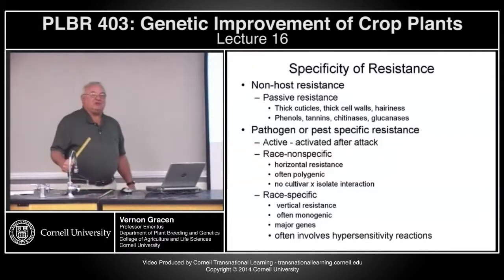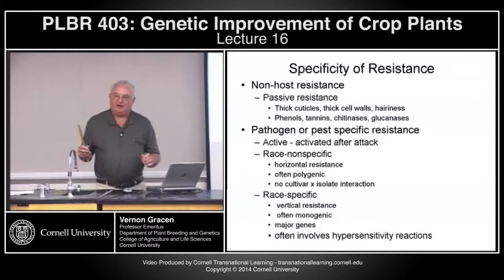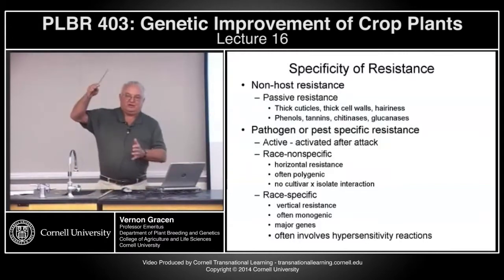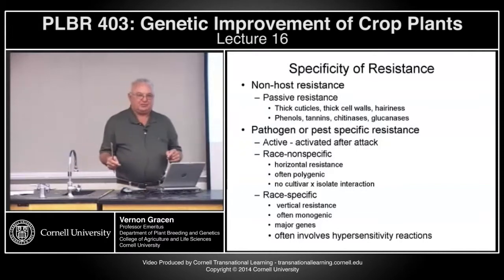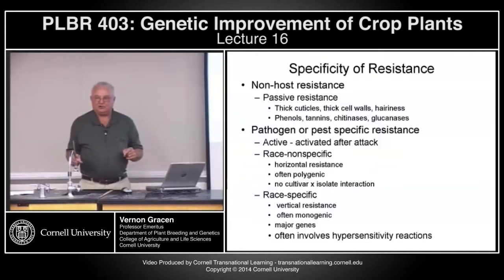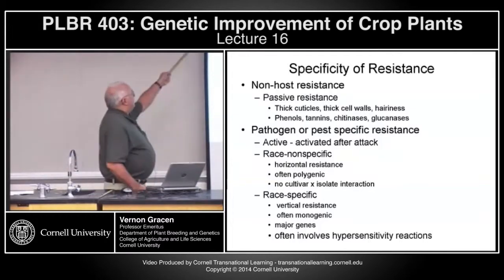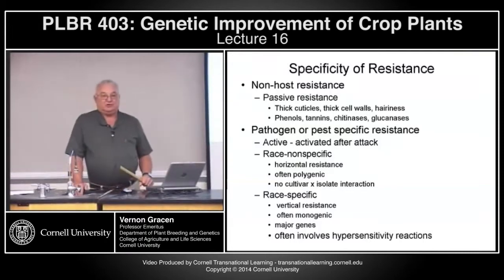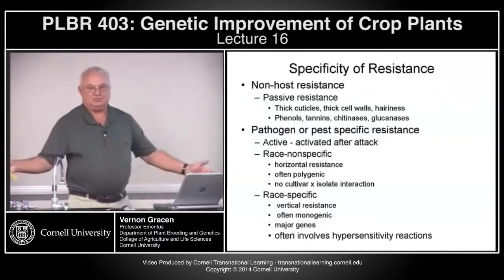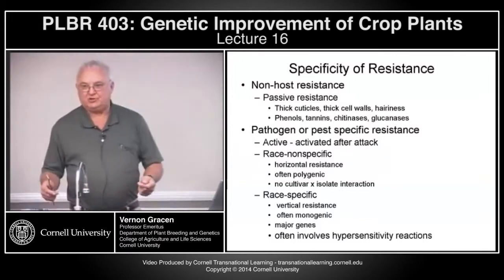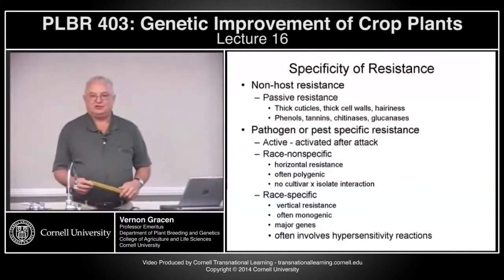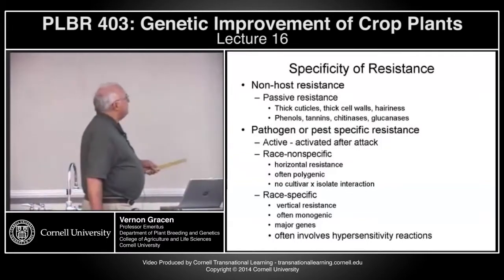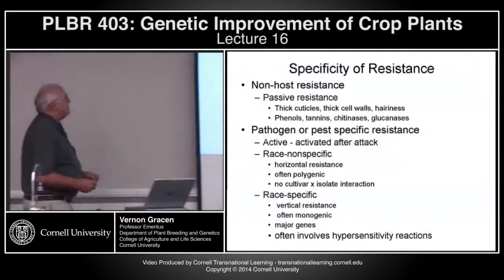All right, we talk about specificity of resistance. And again, if you're the plant breeder, you talk about the specificity of the resistance in your plant. If you're a plant pathologist or an entomologist, you talk about the specificity of your pathogen or your insect for causing damage or disease. But there's what we call non-host resistance. The reason why most plants are resistant to most insects and diseases is either those insects or diseases don't recognize that host plant as a potential source of food and nourishment, or those plants have mechanisms that make them generally resistant to just about any pest that would want to come along and attack. We're going to talk primarily about the pathogen or pest specific resistance.